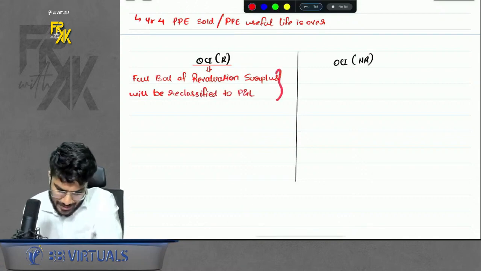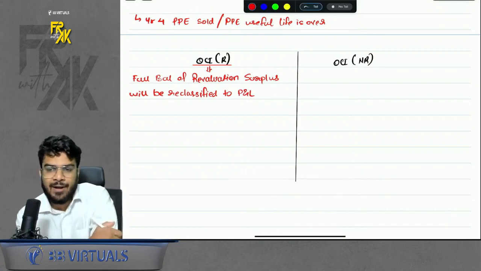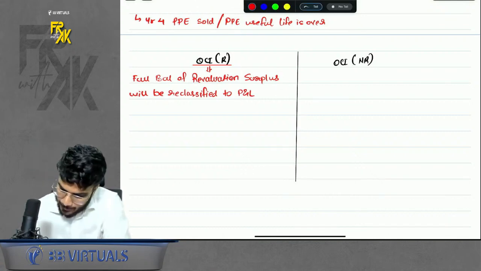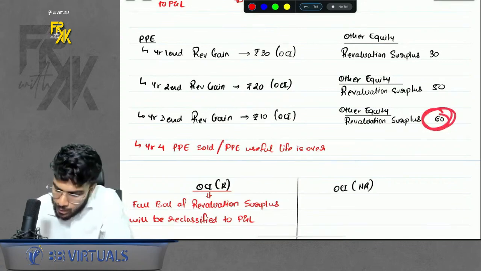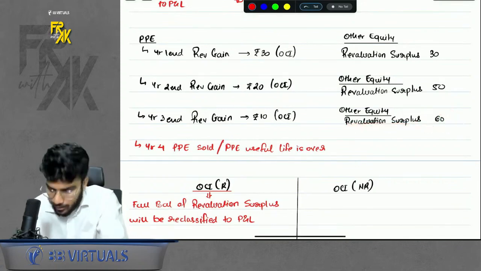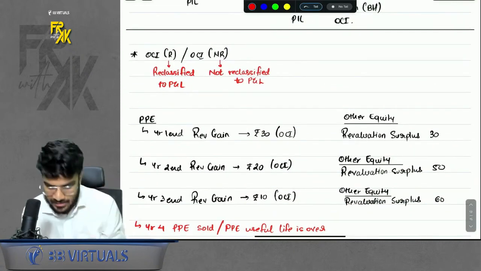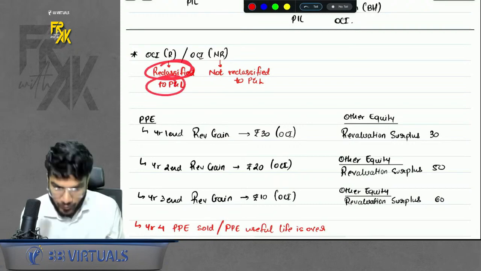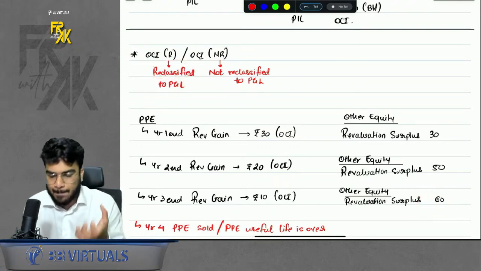So what is the meaning of this line? Full balance of revaluation surplus will be reclassified to P&L. This simply means that whatever balance you have in surplus, you will remove this whole balance from this head and transfer it to profit and loss. That is what the full form of R says: reclassify to profit and loss. You will have to remove this from other equity and transfer it to profit and loss.